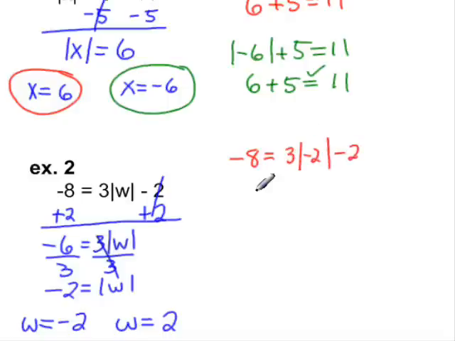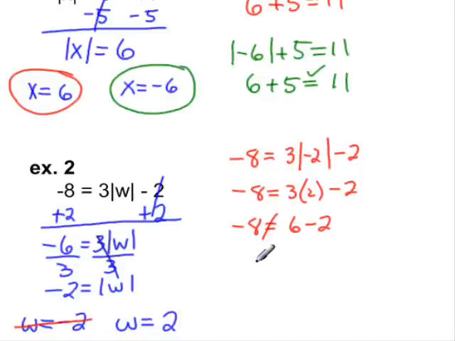Alright, so the absolute value of negative 2 is going to give me positive 2. And 3 times 2 is 6. Now, 6 minus 2 is 4, not negative 8. That is not a true statement, which means that w equals negative 2 is not one of my solutions. We're going to have to try the same thing with positive 2 and see if positive 2 works.